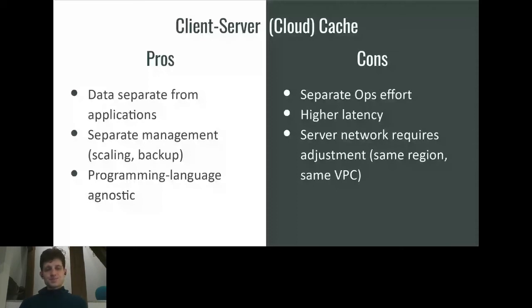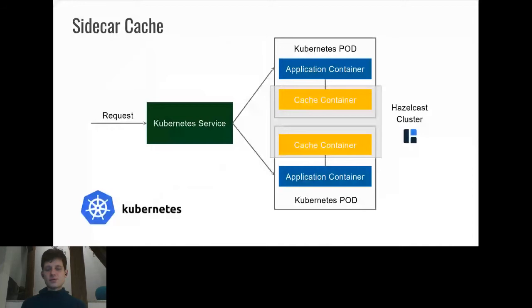The next pattern, Sidecar. So far, embedded and client-server are all very old concepts. Sidecar is something new. It's very well known in Kubernetes, but it's only in containerized environments. So what's the idea behind cache as a sidecar? Again, a request goes to our Kubernetes service, and it's load balanced to one of the Kubernetes pods. And now in the Kubernetes pod, it's not only the application container running, but there is also a sidecar container with the cache server.